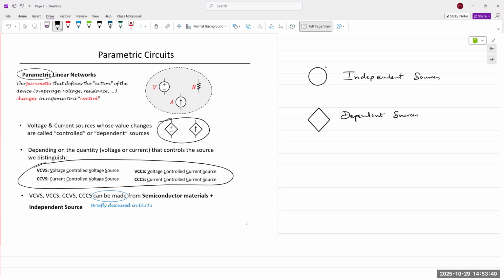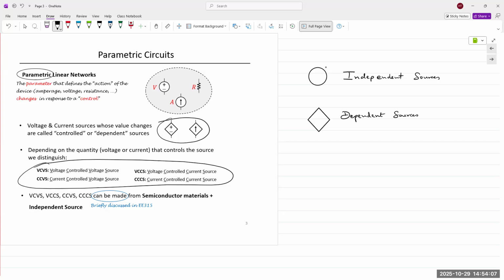And in these models, we can portray the output as having a dependency on something that goes on in the input side. So in a transistor, for example, we have output current. The collector current is dependent on the base current. So we can have a dependent current source at the output that is dependent on the input base current. And those kinds of models are very helpful when we're trying to analyze circuits and to explain these nonlinear devices.